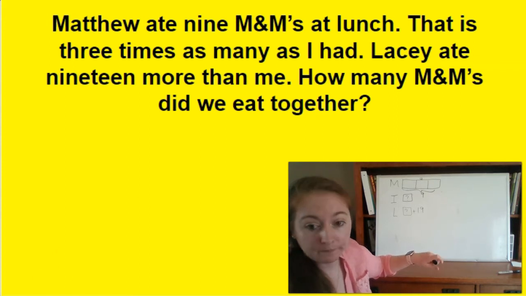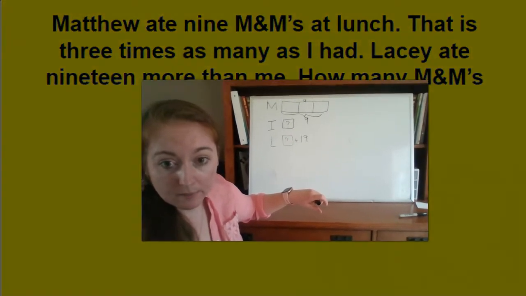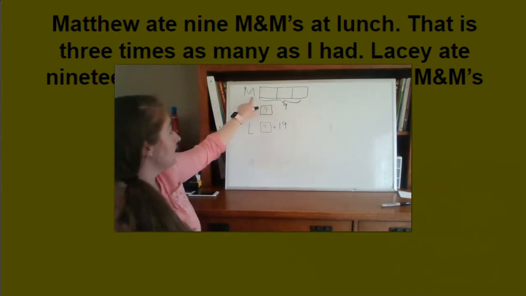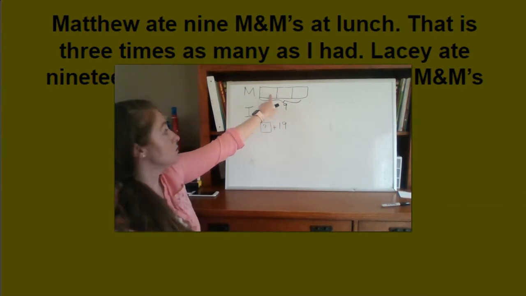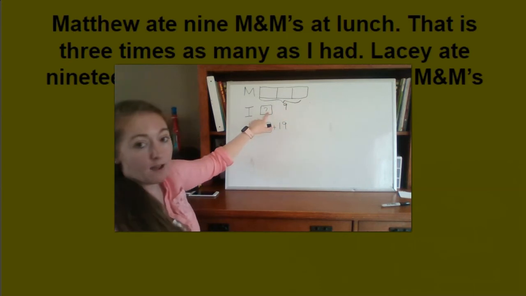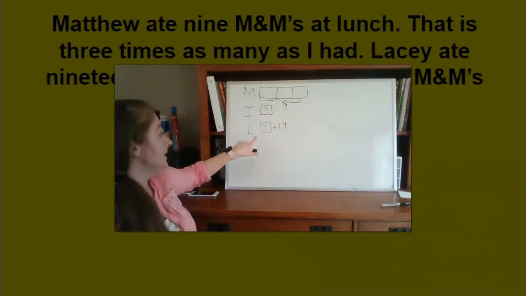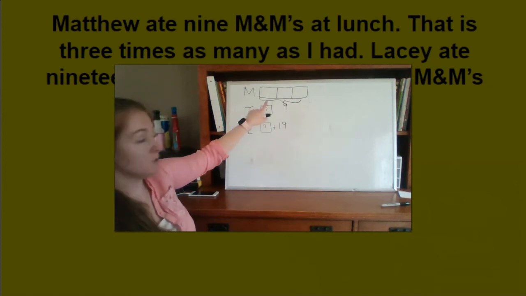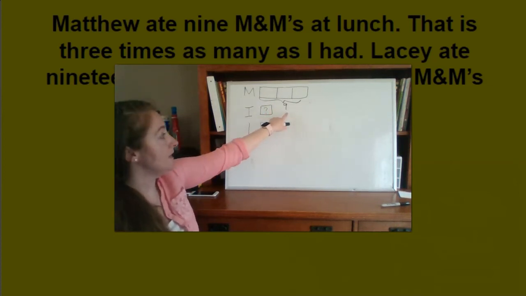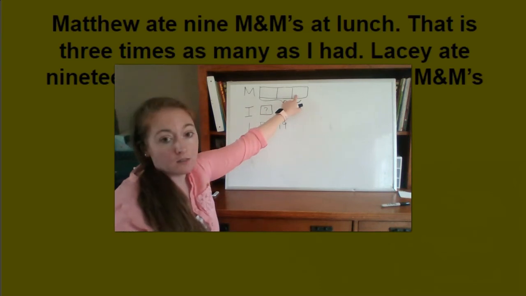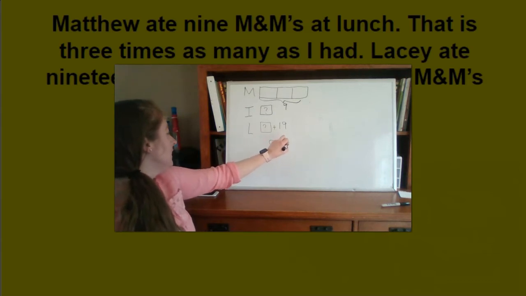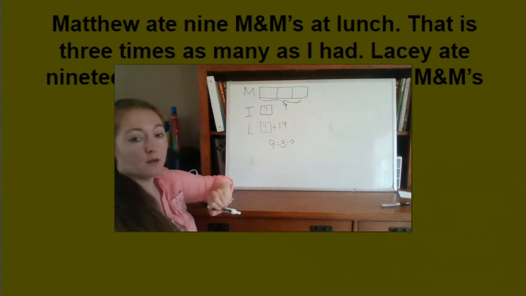Okay, so here we go. I'm going to make this nice and big. All right, so Matthew ate 9, which is 3 times as many as I have because I'm the unit. We know that Lacey ate what I had plus 19. We want to know all together. In order to find this, we have to take 9 and divide it into how many parts? 3. So our equation would be 9 divided by 3 equals some number.